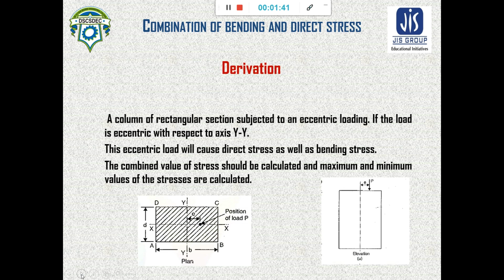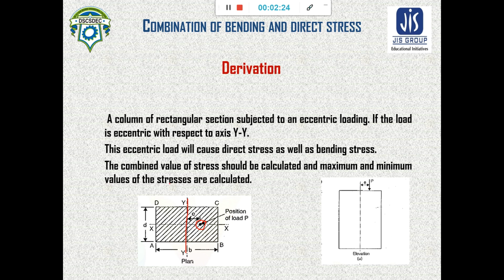First, for the derivation, we will consider a column of rectangular section which is subjected to eccentric loading P. You can see here that the eccentric load is with respect to the y axis. This is your y axis. With respect to this y axis, the point load P is acting. The line of action of P is perpendicular to the cross section, and D and B are the depth and breadth of the cross section.